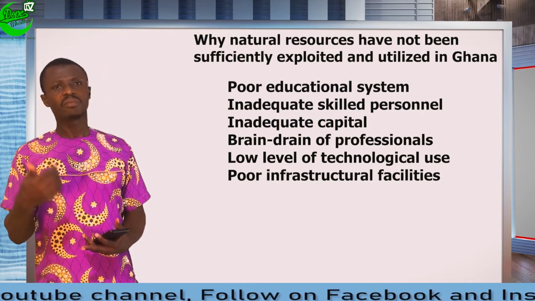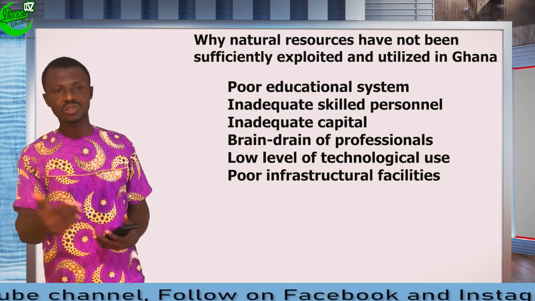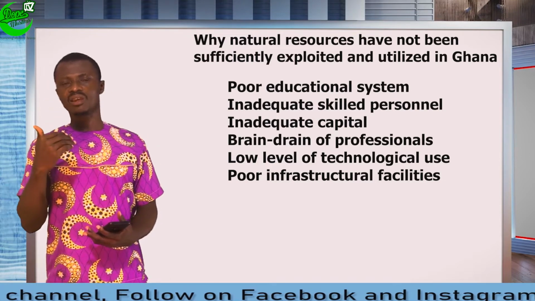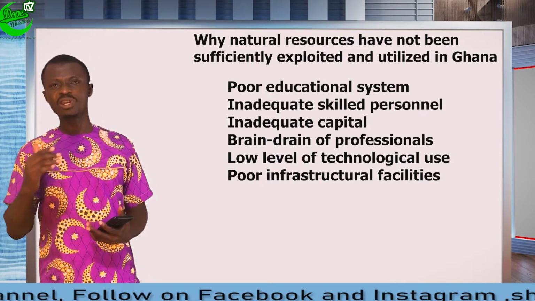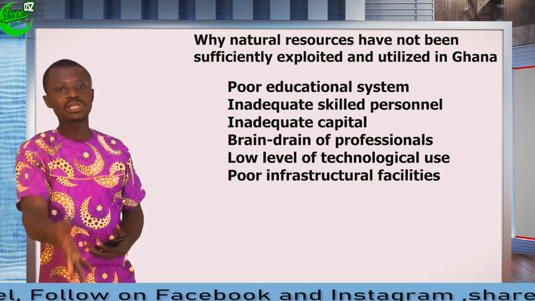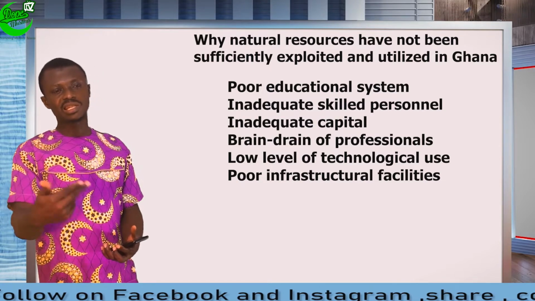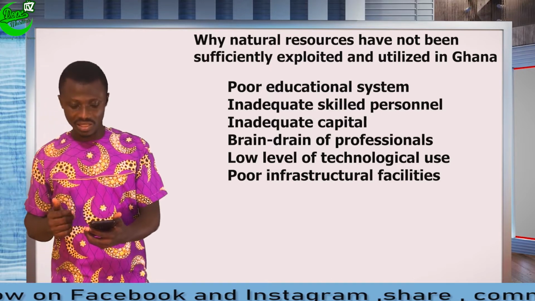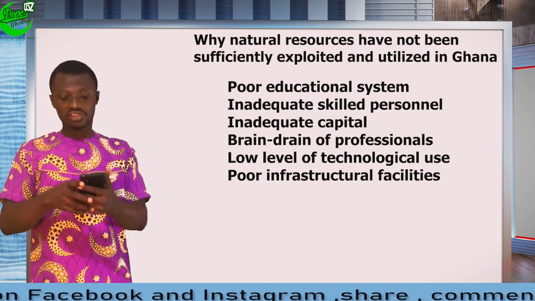It's a capital resource. But the tools, the factories, these industries will turn these raw materials into finished goods. So if we don't have adequate capital, it means that we are kind of handicapped. We won't be able to exploit and utilize the natural resources that are at our disposal. We have them all right, but no capital resource to turn these raw materials into finished goods. So inadequate capital is also one of the reasons why Ghana has not been able to exploit and utilize our natural resources.